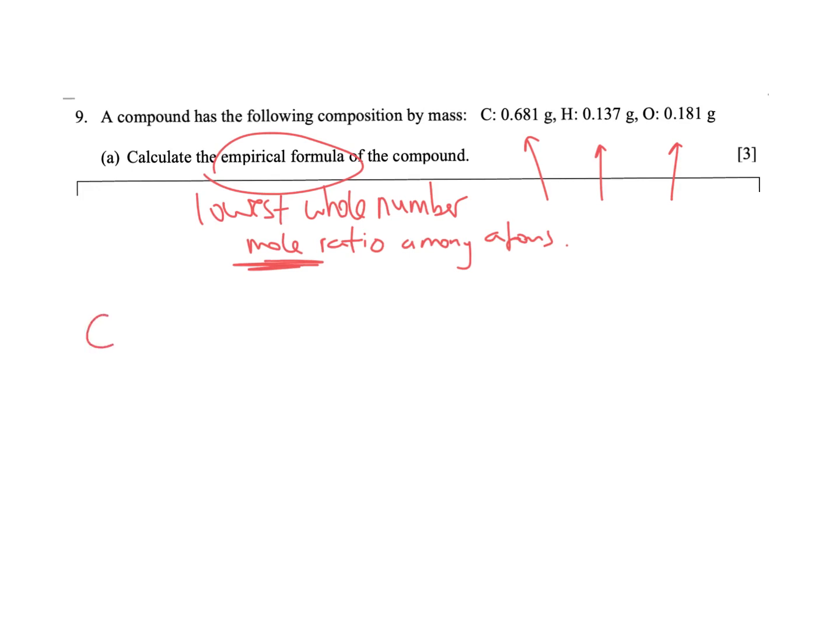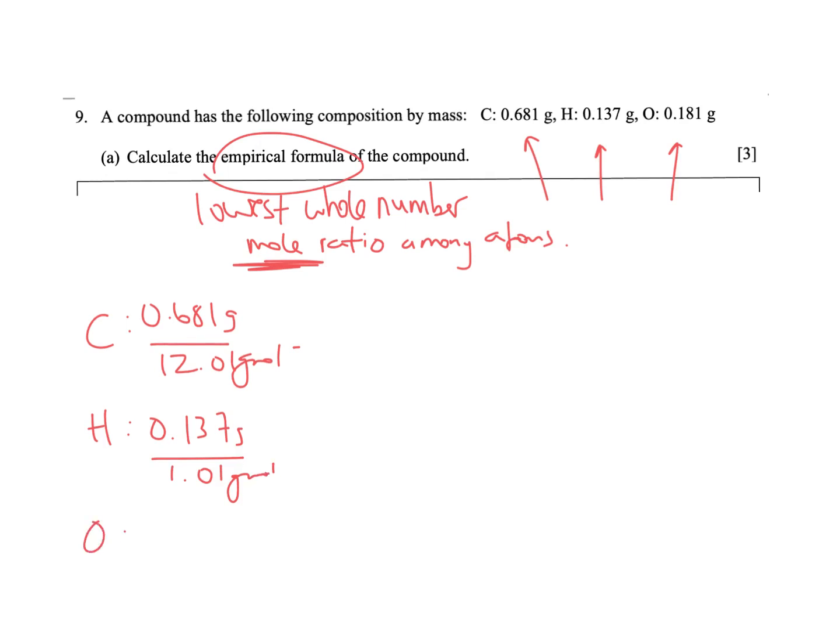So for carbon, let's convert to moles. Use the molar mass and do that. For hydrogen, let's convert it to moles. Use the molar mass. Do that. For oxygen, let's convert to moles. I'm going to use the molar mass of oxygen from the periodic table to do that. Okay? So you calculate all those numbers, and what do you get?